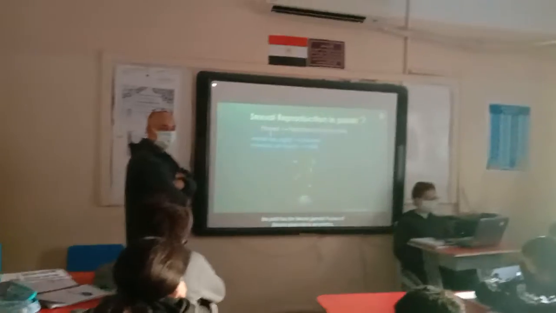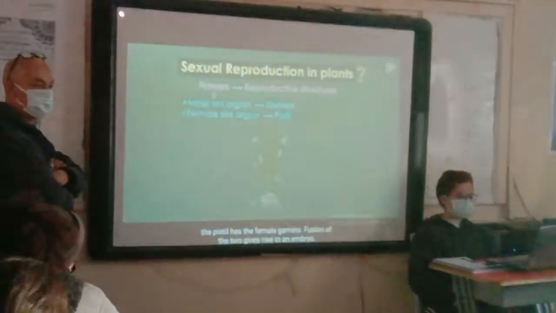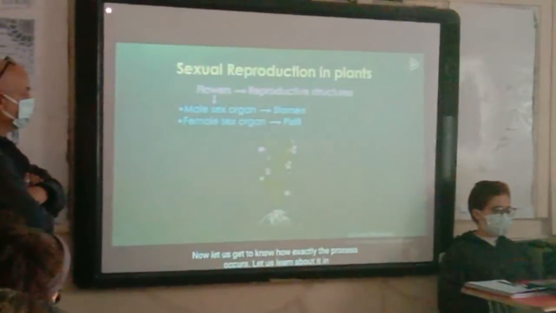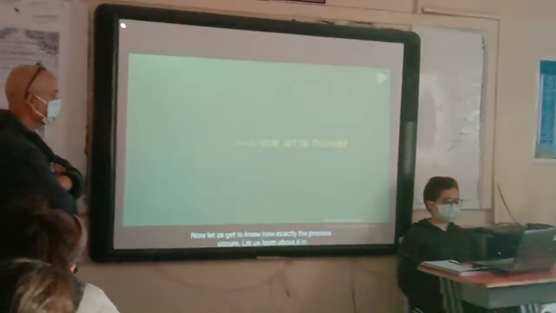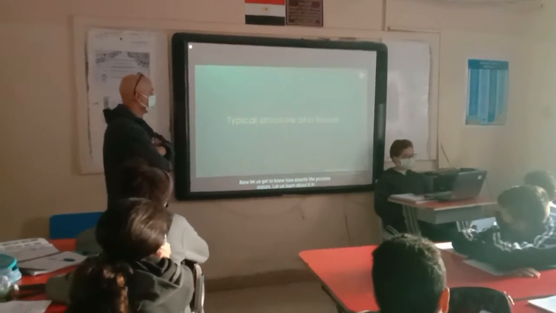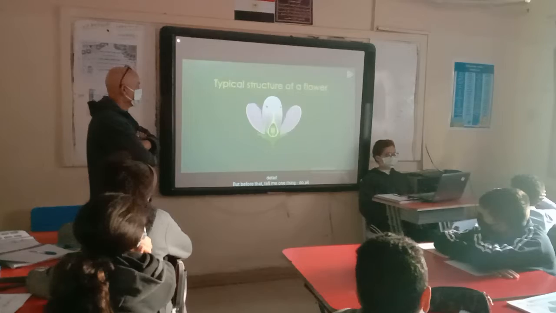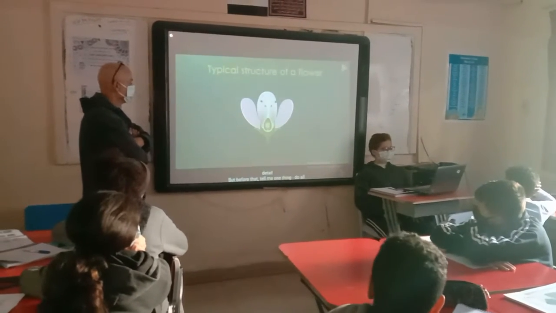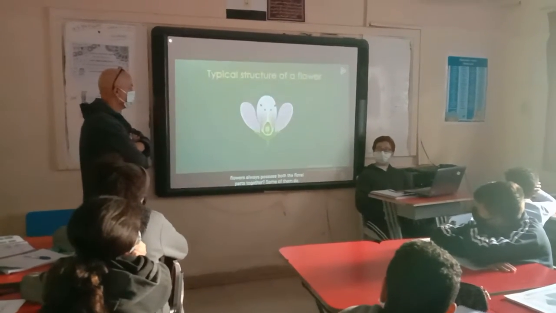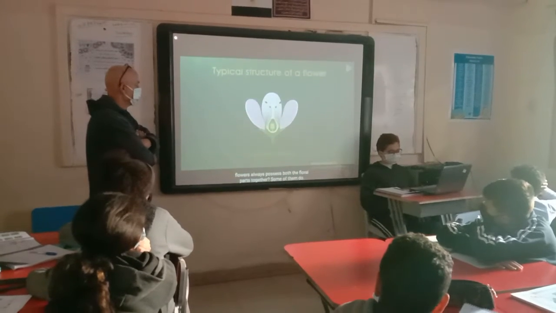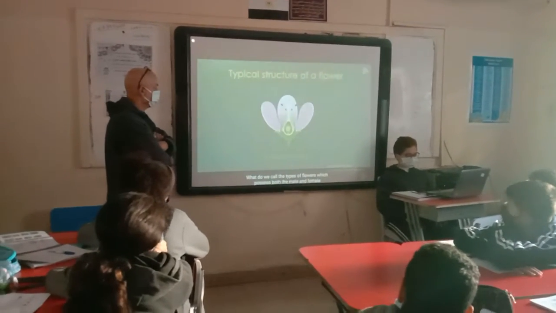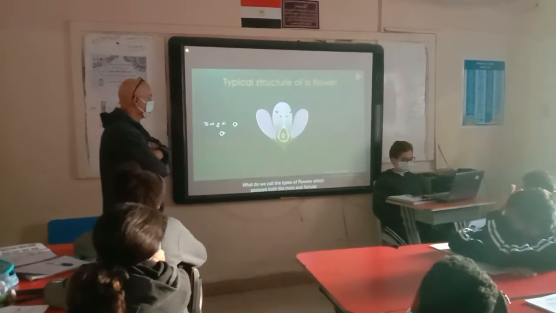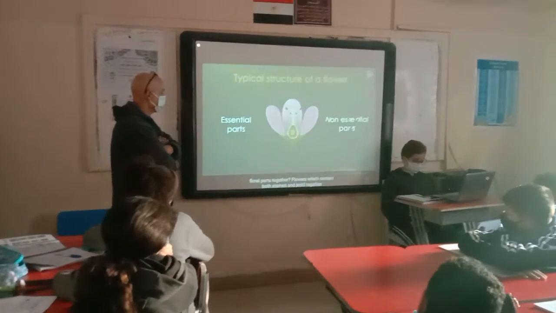But how does this process of sexual reproduction occur? Let's try and understand it. But before that, let's have a look at the typical structure of a flower. It appears somewhat like this. A flower has mainly two components. Now, what do we mean by this? Every flower is mainly composed of two parts. They are the essential and the non-essential parts.